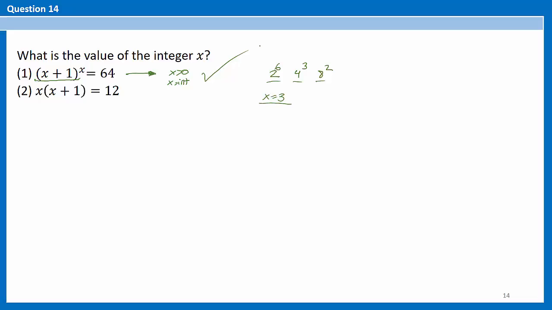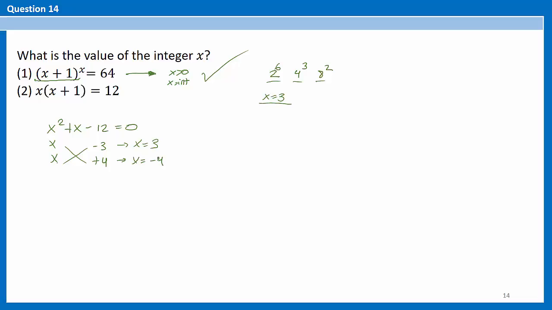Now, going on to statement 2, I have that x times (x+1) is 12. Okay, so I can say x squared plus x minus 12 is 0. Let's factor it. This would be negative 3 plus 4. So x could be 3 or x could be negative 4.